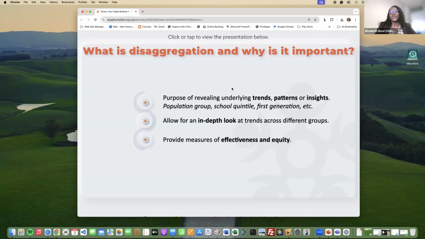And it will also provide you with measures of effectiveness and equity, because gone are those days that we always have to look at equality, because in our institutions we always do blanket approaches in terms of interventions. And when we disaggregate, we're going to be creating those holistic, personalized interventions for our students. Thank you, move forward.